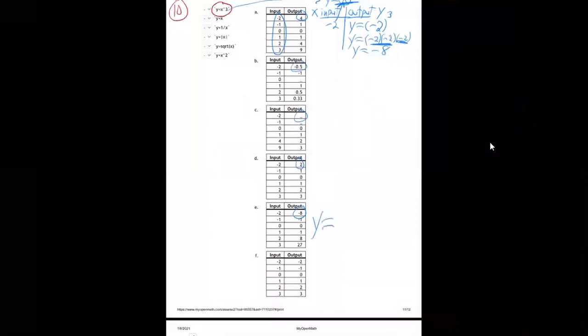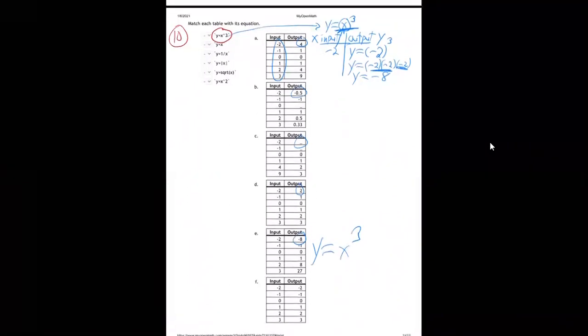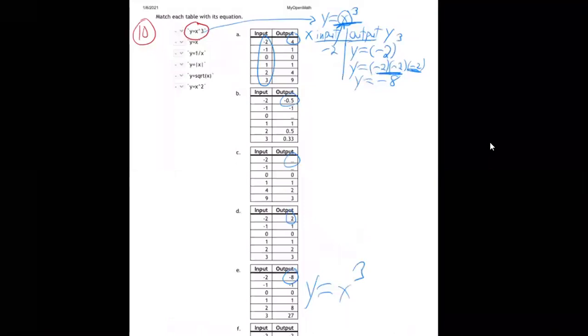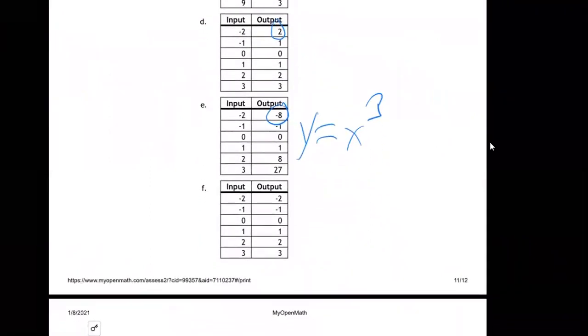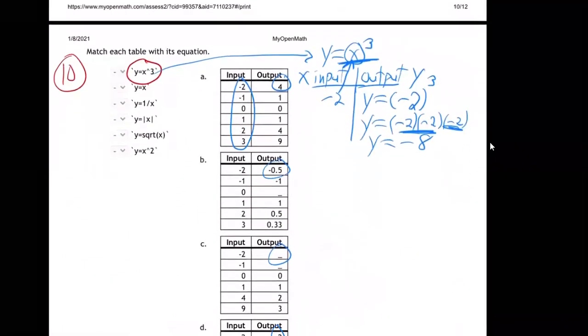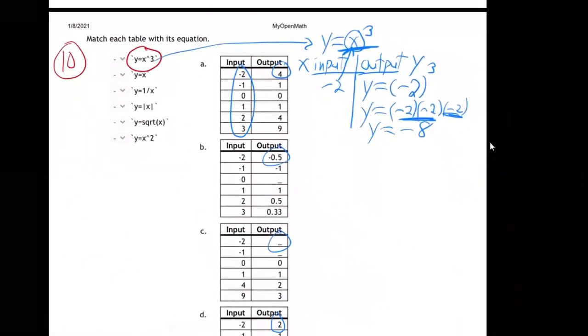This one is y equals x cubed. See how I figured that out? I only had to plug in one value. That's kind of nice. I just took y equals x cubed, plugged in the very first value, -2, worked it out, got out -8, and said, oh, which one's named this one? So it must be this table right here. That's y equals x cubed. That makes sense how I'm doing that?